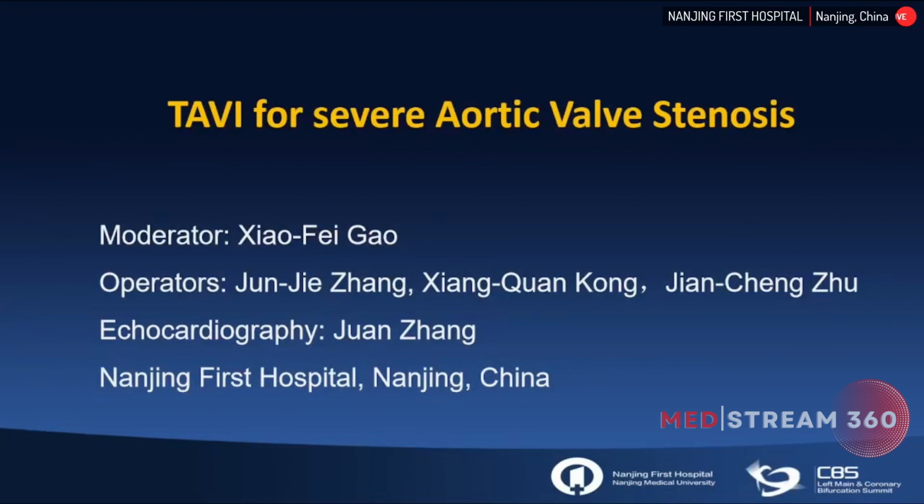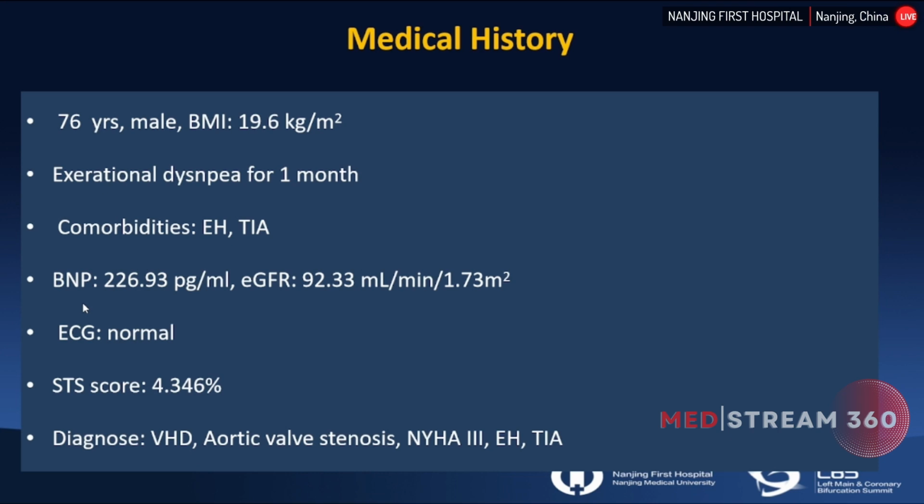We will treat this case with a TAVI procedure. So first, let me introduce the clinical information of the patient. This is a 76-year-old gentleman presented with exertional dyspnea for 1 month. This patient has essential hypertension and TIA. After admission, you can see the BNP is a little elevated with a normal renal function, and the ECG is normal. The STS score after calculation was 4%. It's moderate. So the clinical diagnosis for this patient after echocardiography is a typical severe aortic stenosis.